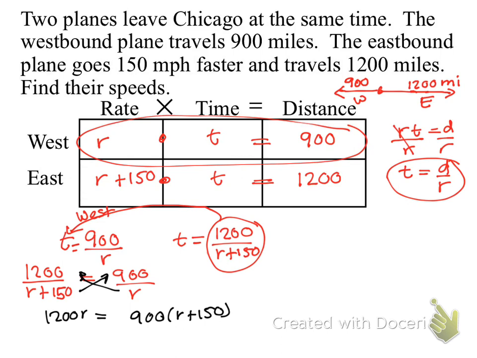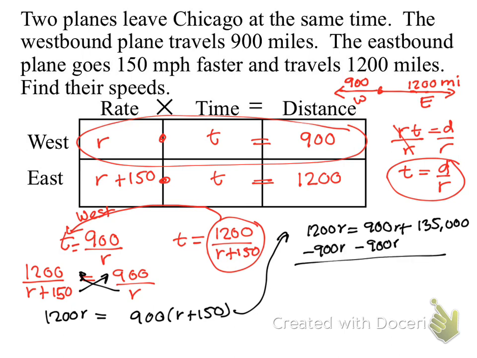If I distribute, I'm going to have 1200 R equals 900 R plus 135,000. Now subtract 900 R, and we're left with 300 R equals 135,000. Divide by 300. R equals 450. And this is miles per hour.